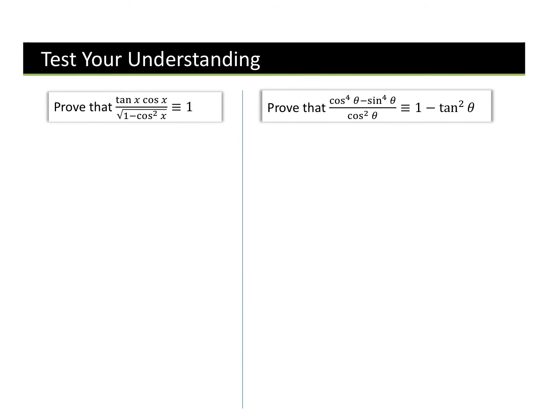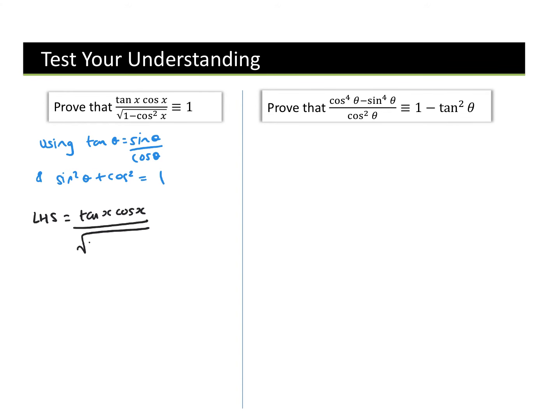Okay, test your understanding. They look complicated, it's really not. Break it down, discuss with someone, off you go. So, remember, we should always start with using tan theta equals sine theta over cos theta and sine squared theta plus cos squared theta equals 1. If you have to rearrange them, you have to write it down. We always have to start with this. Left-hand side equals, and we should write the expression again. Tan x cos x over the square root of 1 minus cos squared x.